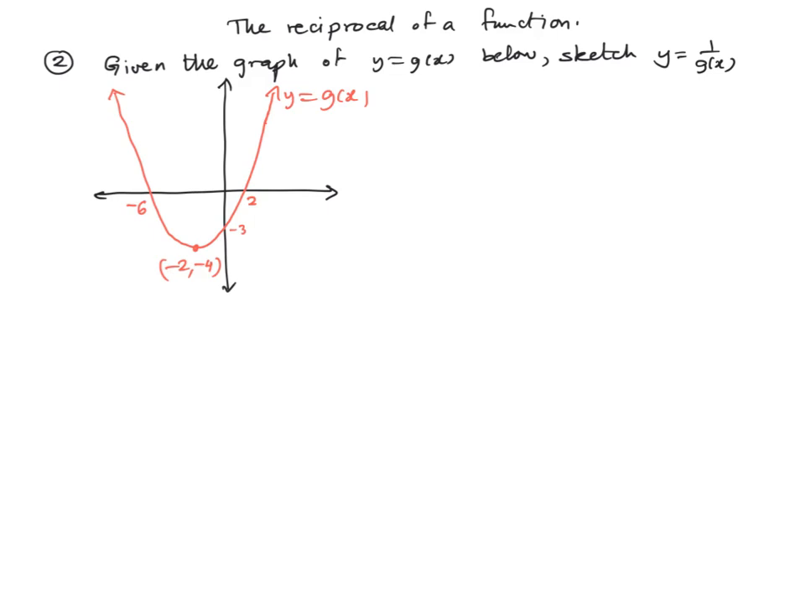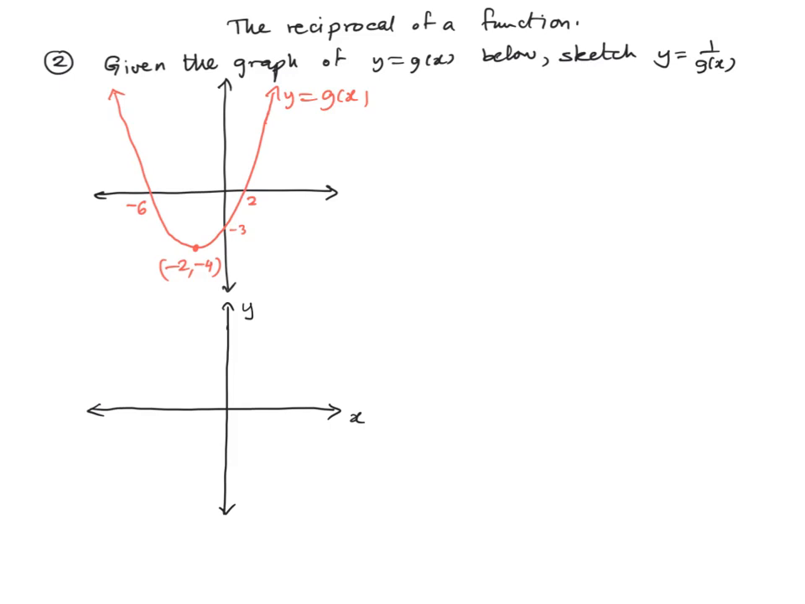So the first thing I'm going to do is draw my axes below the ones that I already have. Now I'm going to look at the features of the g of x graph. So first of all, I notice that I've got x-intercepts here and here. I've got a y-intercept here, and then this I'm going to assume is the lowest point on the graph. Maybe this is a parabola, maybe it isn't. I could at least say this is the minimum, but it may be the vertex.